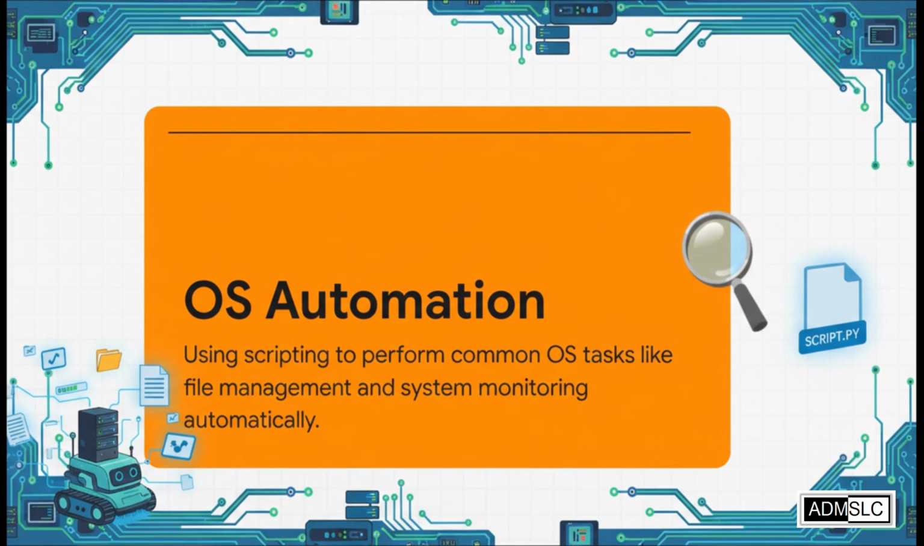So what even is OS automation? Well, here's a simple way to think about it. Imagine you have to do the same boring computer tasks every single day. Moving files, checking how much memory you're using. It's a drag, right? Automation is about writing a script, in our case with Python, to do all that for you. It's a foundational skill for anyone who wants to work in computing infrastructure. It's about being smart and efficient.